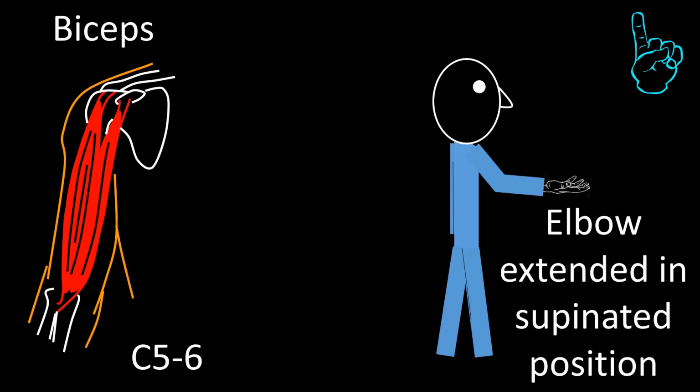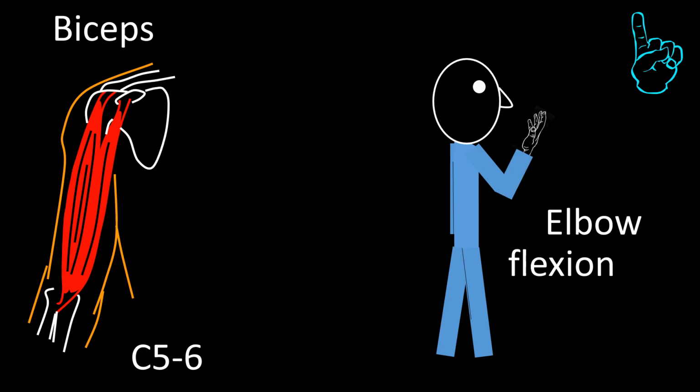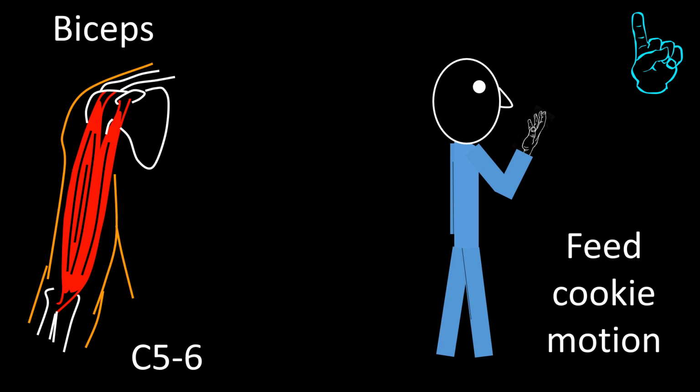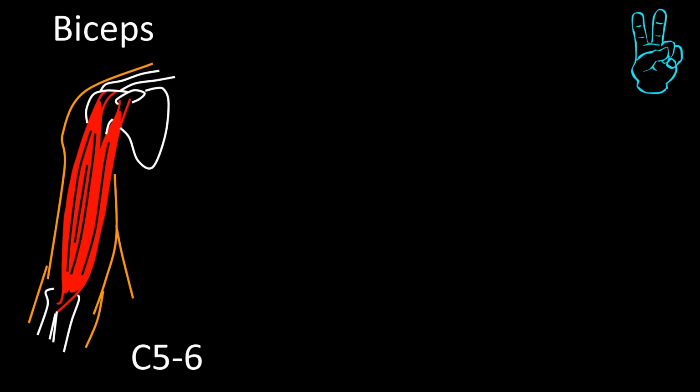The first action can be assessed starting from the elbow extended in supinated position and consists of elbow flexion when the arm is as it is presented in this frame, in supination. I call this action the feet cookie motion to distinguish it from the thumb sucking motion best achieved by contraction of the brachioradialis.